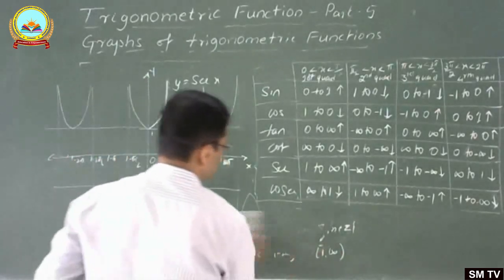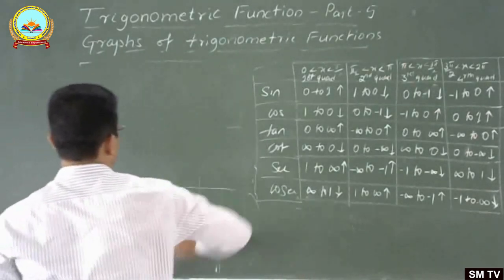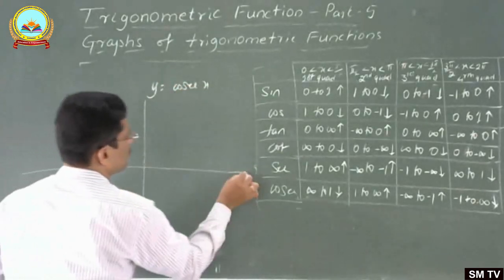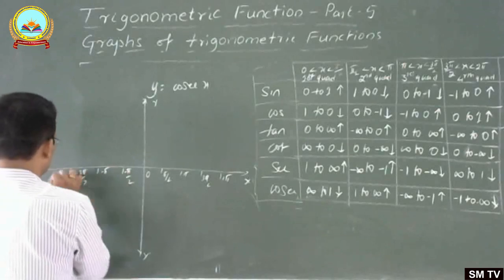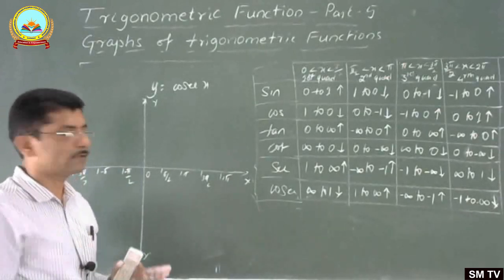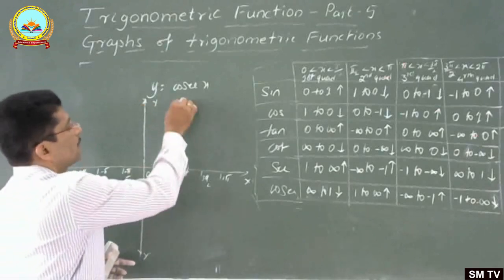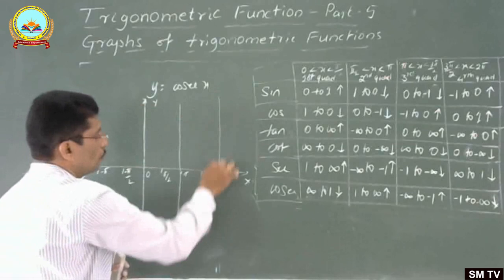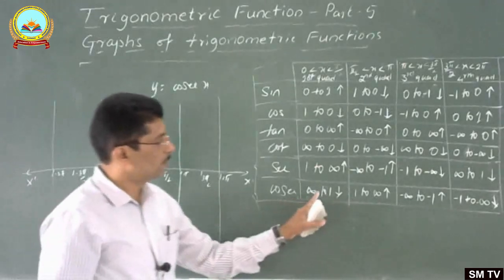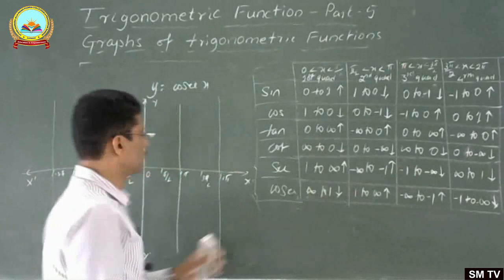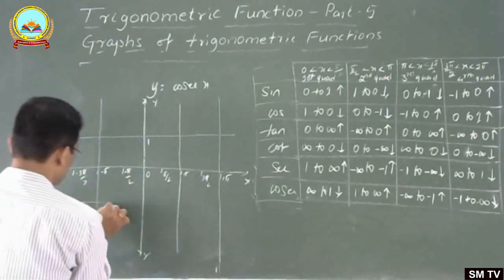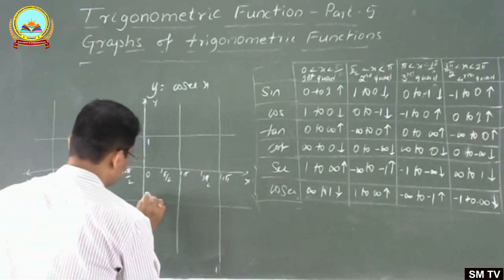And the last one is the graph of the cosecant function, y is equal to cosecant x. Here we mark pi, minus pi, 3 pi by 2, minus 2 pi. The domain of the cosecant function is the set of all real numbers except integral multiples of pi. For the lines parallel to the y-axis passing through pi, 2 pi, minus pi, minus 2 pi, these values do not exist. And the range is 1 to infinity and minus infinity to minus 1. Therefore, draw a line parallel to the x-axis passing through the point 0, 1, and also one passing through the point 0, minus 1.